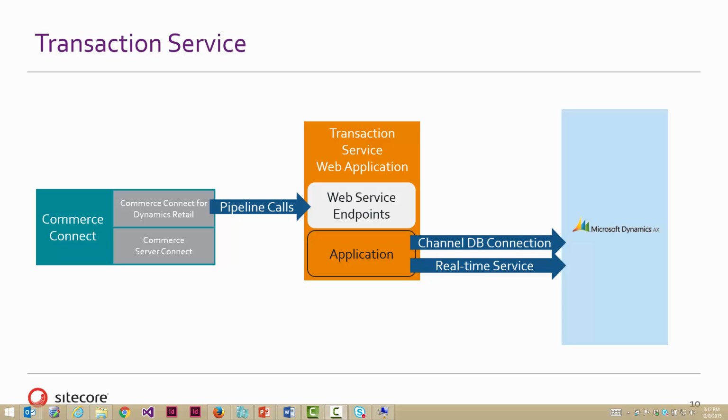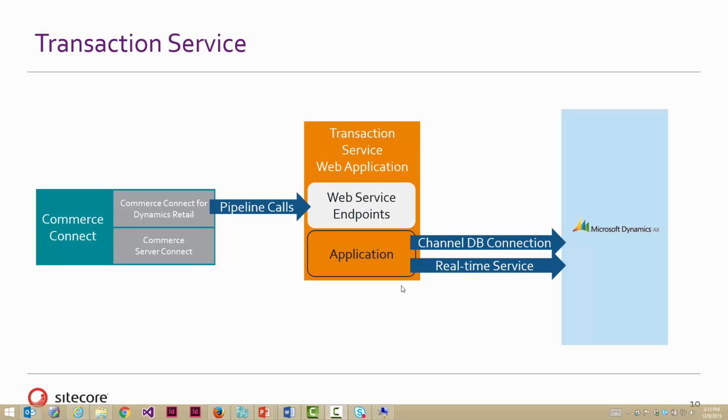Now, before we actually install the transaction service, I just wanted to go back to our PowerPoint here and look at what the transaction service actually is. It's a package that we're going to install, and what it will do is install a web application within our Sitecore directory. It has a number of web service endpoints that our pipelines will call, and it in turn has a number of application settings because it will be doing two things. It will be opening channel DB connections to Microsoft Dynamics, and it will also occasionally be making real-time service calls to Microsoft Dynamics, and those two communication channels depend upon the nature of the call.